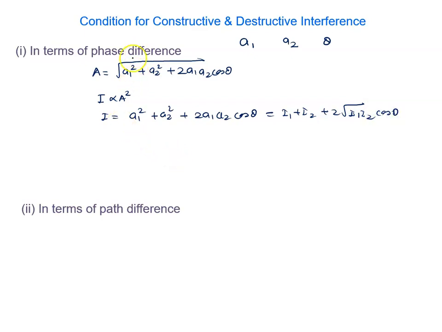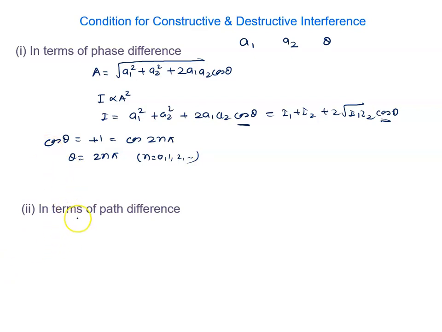अब जहाँ पे कंस्ट्रक्टिव इंटरफेरेंस होगा वहाँ पे इस cos theta की वैल्यू क्या होनी चाहिए +1. So for the constructive interference, cos theta should be given by +1, or you can say it is cos 2n pi. This is the situation for the maximum. So theta is written as 2n pi, where n is 0, 1, 2 and so on. It means it is even multiple of pi.